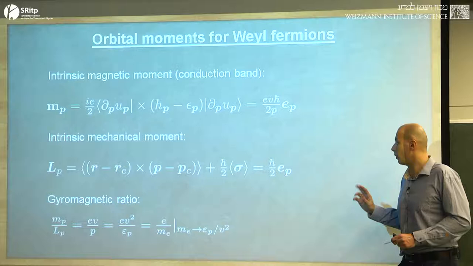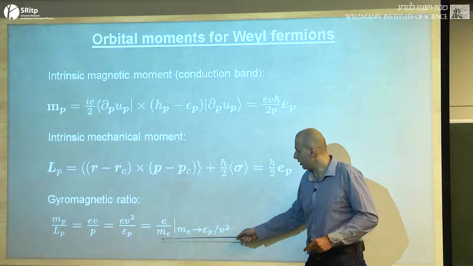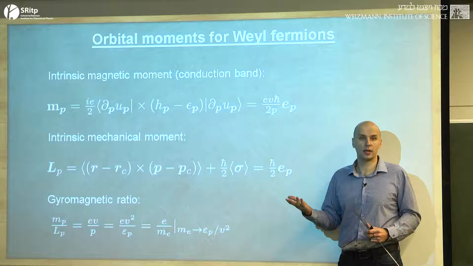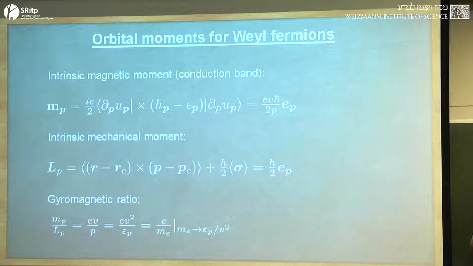So one curious thing is that if you take the ratio of the magnetic moment to the mechanical moment, you get e v over p, so you can rewrite it basically in the usual form of e over some sort of mass, where mass is given by the energy divided by v squared. Okay, so the only mass scale that you have here is the energy itself. So you get the usual gyromagnetic ratio, except you have to substitute mass with energy. I will use this argument later on.